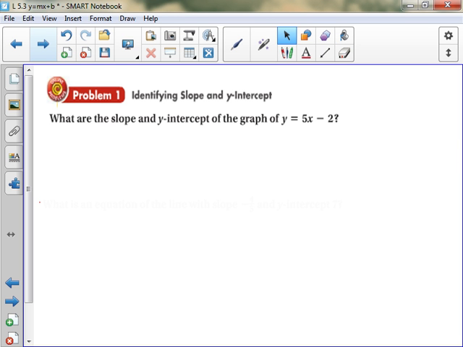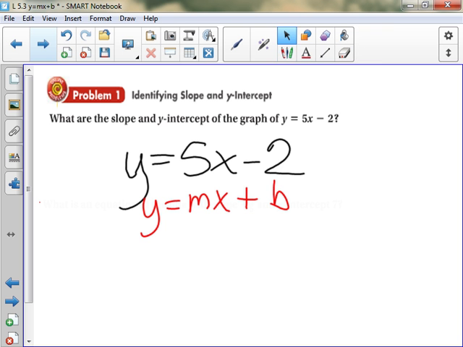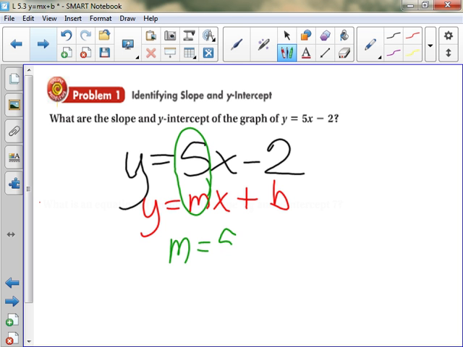Problem 1 says, what are the slope and y-intercept of the graph of y equals 5x minus 2? Let me write it bigger so you can see it. Well, you don't have to graph this to figure out the slope and the y-intercept. You should just be able to identify it by noticing the form of the equation is y equals mx plus b. The slope, m, is 5. The beginning point, b, is negative 2. And that's it.